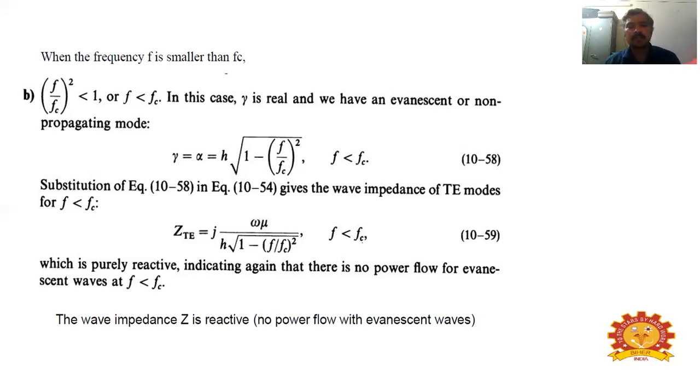The wave impedance of the transverse electric wave mode is given as Z of TE is equal to j omega mu divided by h into root of 1 minus (f divided by fc) whole squared, when f is less than fc. This being the equation for wave impedance for the transverse electric wave mode, which is purely reactive, indicating again that there is no power flow for evanescent waves whenever f is less than fc. The wave impedance Z is reactive. There is no power flow with evanescent waves.